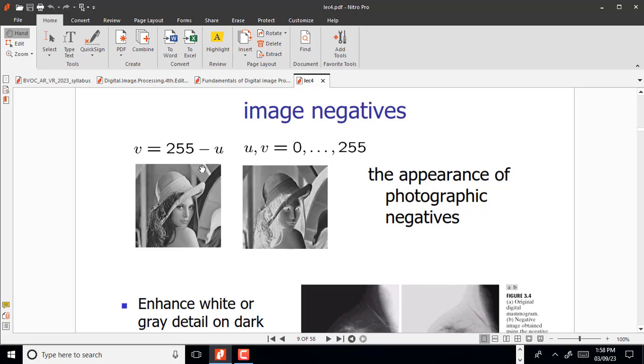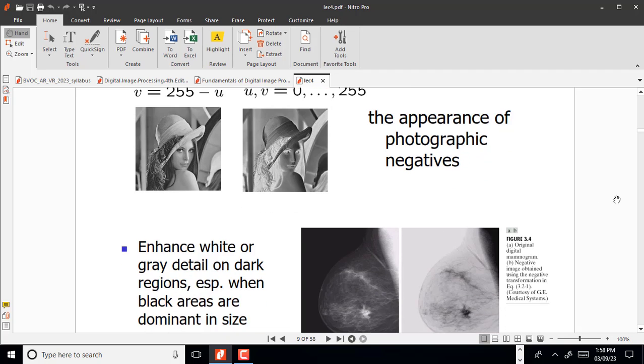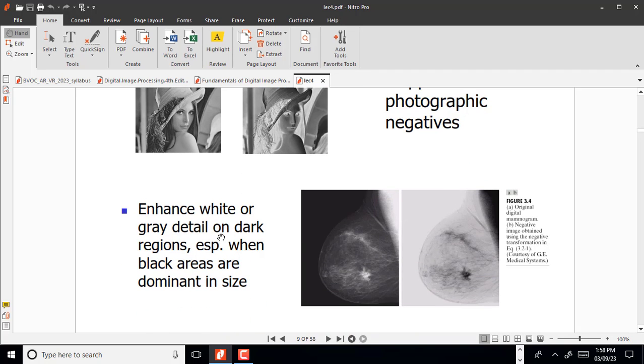255, so automatically black becomes white and white becomes black. That's the case of the image negative. This enhances white or gray detail in dark regions, especially when the black areas are dominant in size. For example, this is the original digital mammogram of a breast cancer image. We will move to the negative image to obtain this negative transformation.